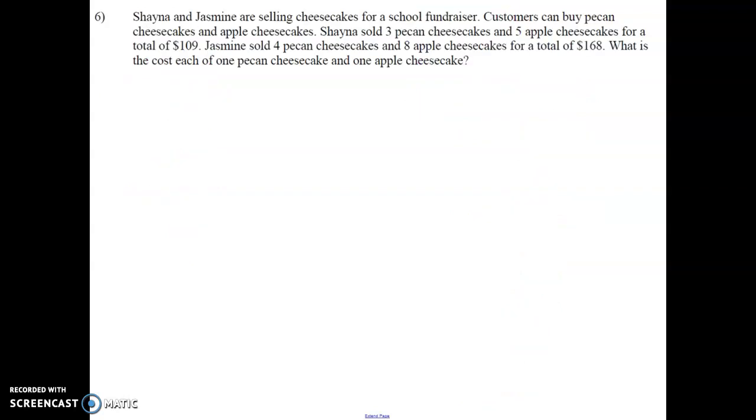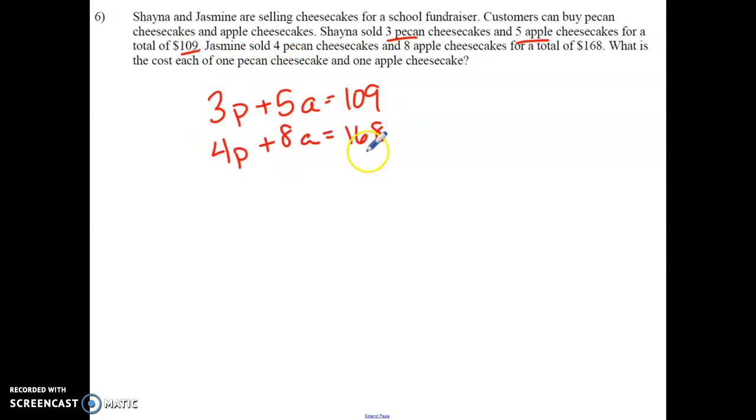Last problem. This is our 3.0 here. Shana and Jasmine are selling cheesecake for a school fundraiser. Customers can buy pecan cheesecakes, or pecan if you say it that way, and apple cheesecakes. Shana sold 3 pecan cheesecakes and 5 apple cheesecakes for a total of $109. Pretty easy to write an equation right there, right? 3 pecan, 5 apple, 109. Jasmine sold 4 pecan cheesecakes and 8 apple cheesecakes for a total of 168. We need to figure out how much each of those costs.